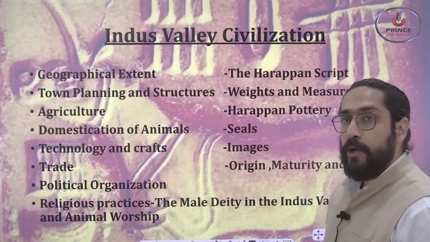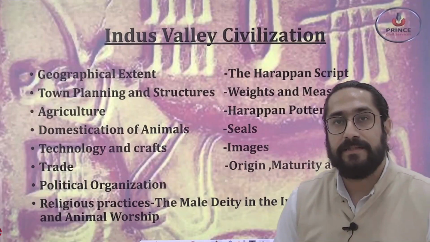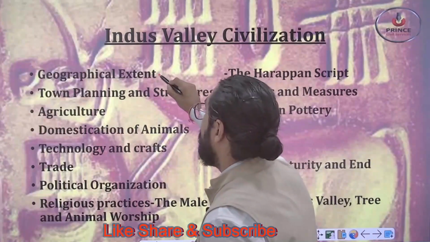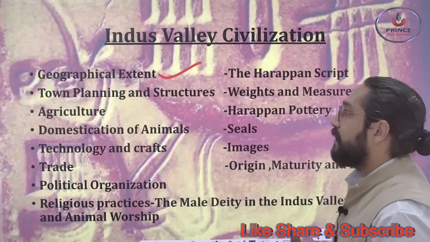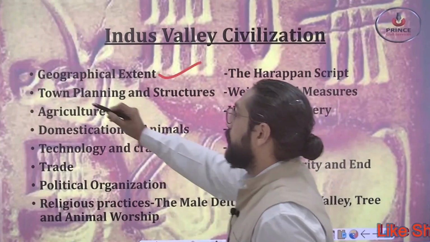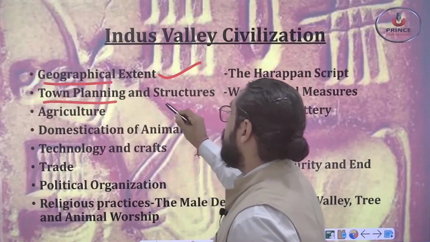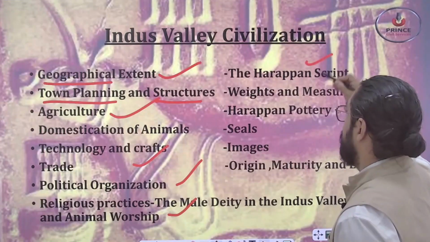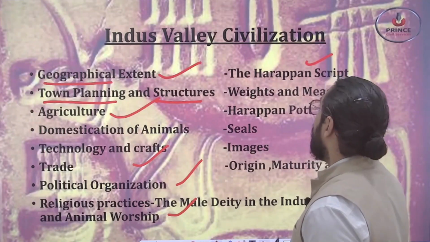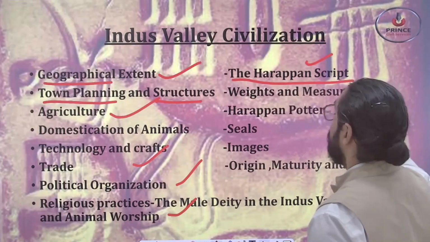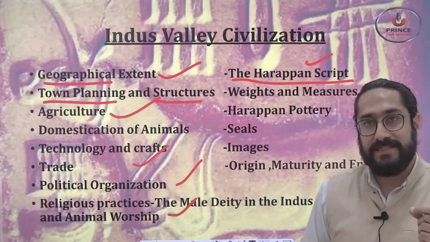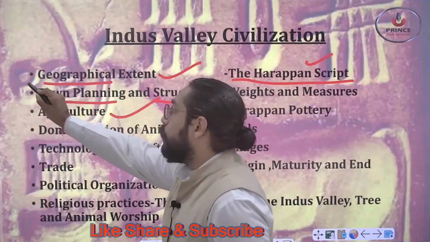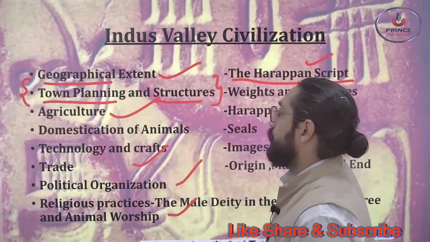First of all, for your information, for those who haven't read the complete chapter of IVC, these are the must-do topics. You need to learn about the Indus Valley Civilization's geographical extent, town planning and structures, agriculture, trade, political organization, religion, script, weights and measures, and so on. We have already learned about the Harappan script in episode number 1 of this new series titled History Through Pictures. Today we are going to learn about the town planning and the structures.